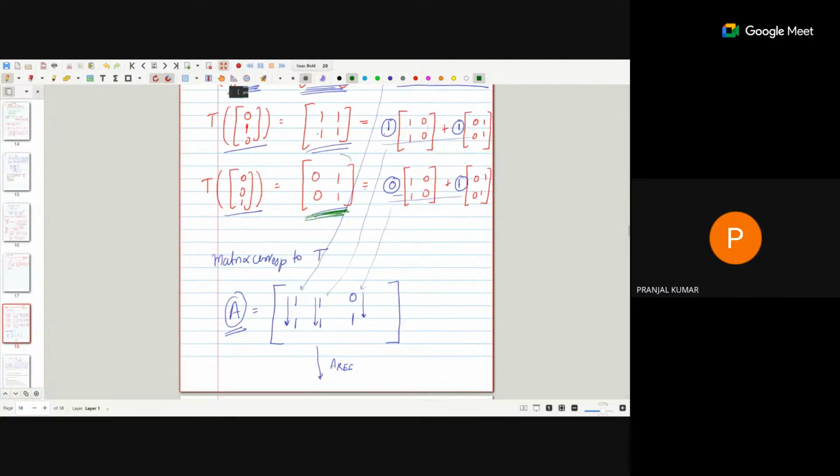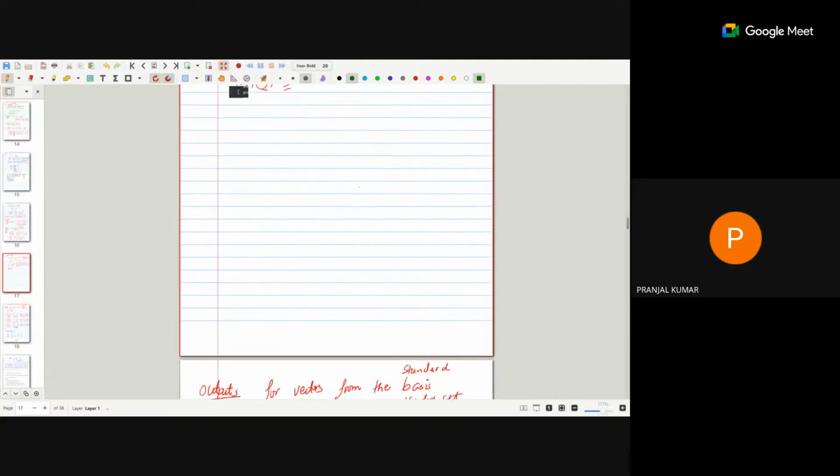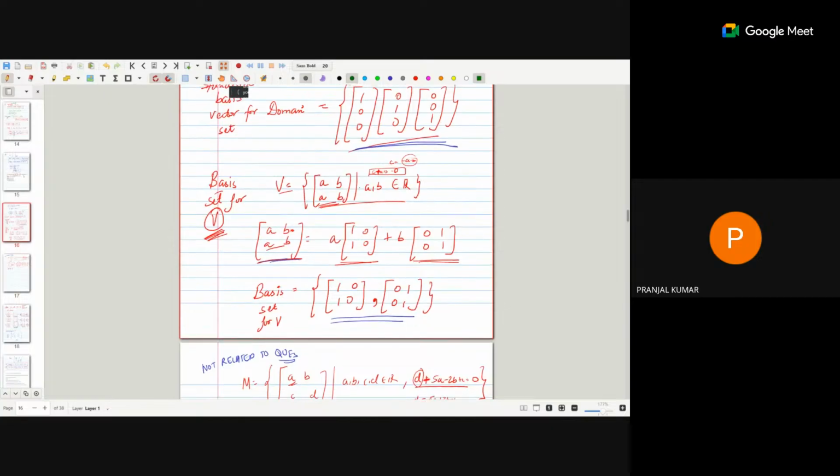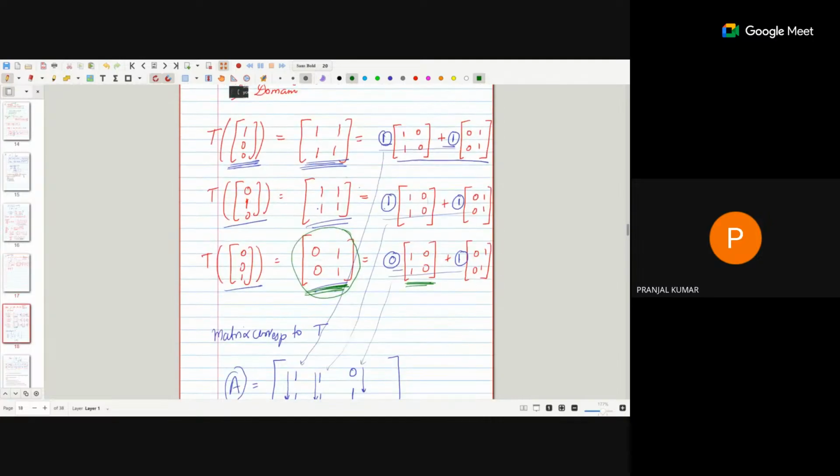Now I will express this output matrix as a linear combination of the basis vectors which we found for the codomain. What were the basis vectors we found for the codomain? These were the basis vectors, right? Yes, sir. So I express this output, for each I am expressing the output as a linear combination of those basis vectors which we found for the codomain.